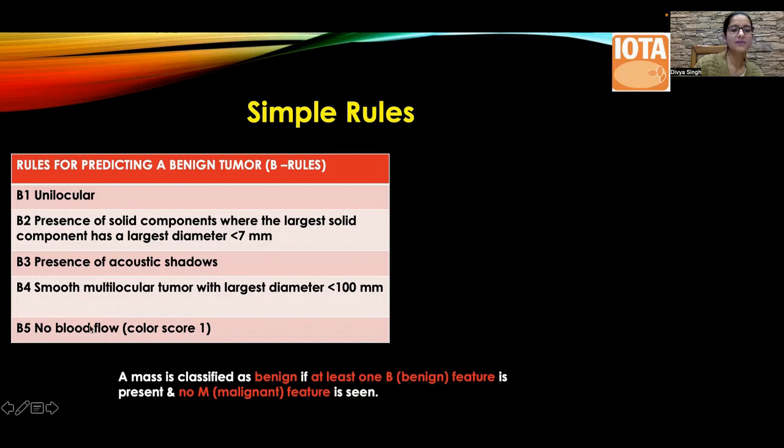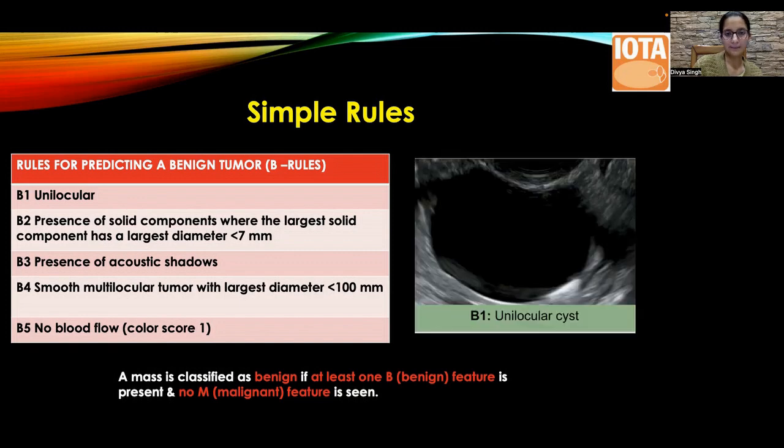And finally, absence of blood flow, that is color score of 1, is a B5 feature. So you can see these are the 5 features which help in predicting benignity in an adnexal lesion. So if you see any one of these features in the absence of malignant features, you can be confident that the adnexal mass is benign.